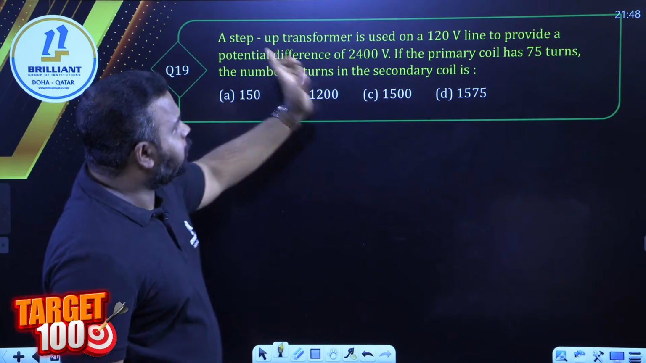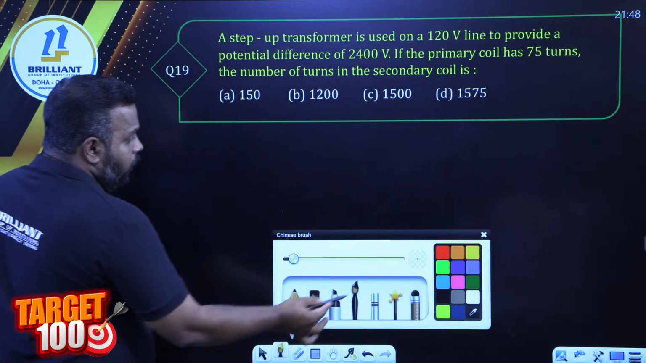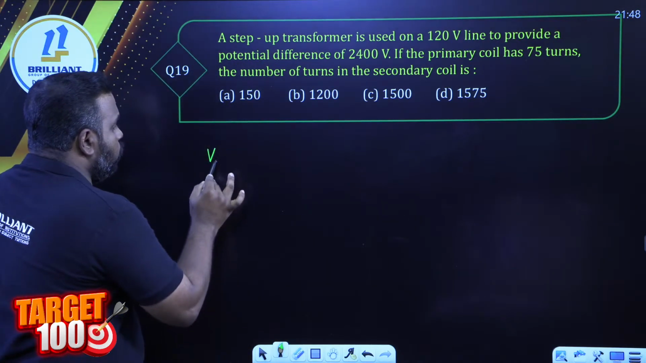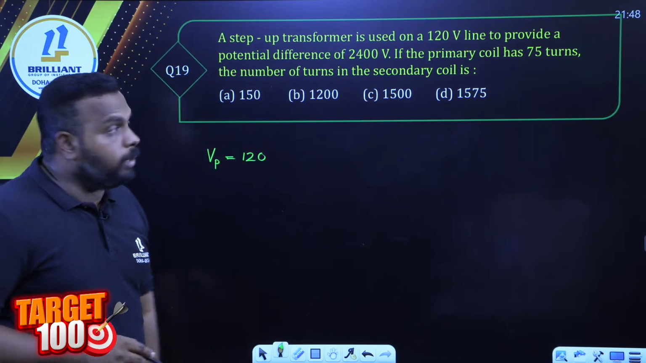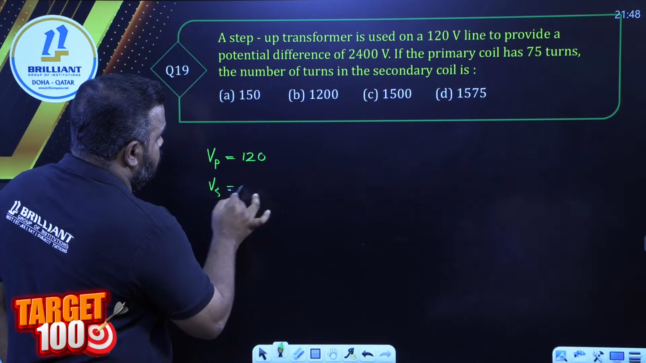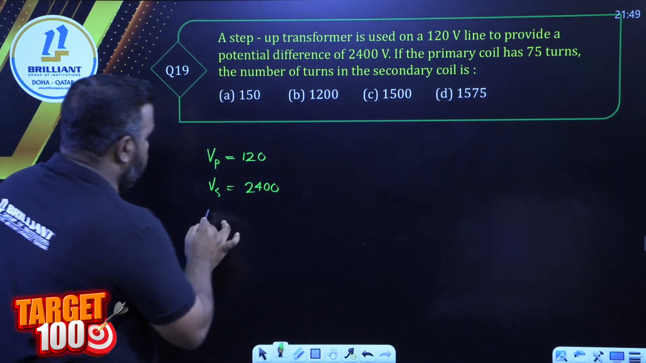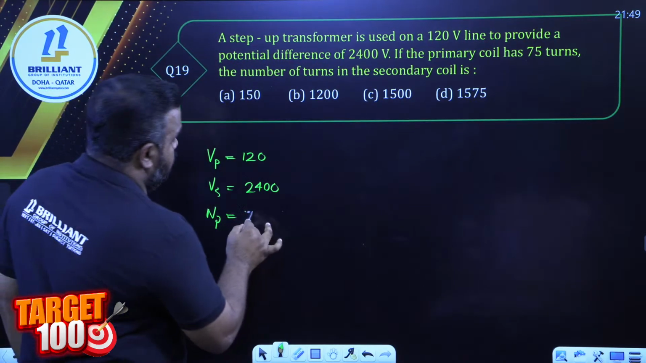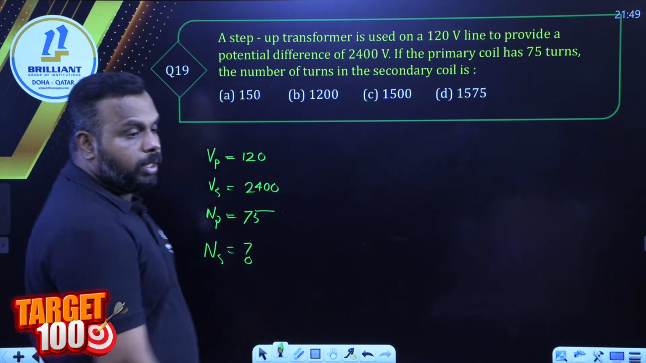You can see that a step-up transformer is used on a 120 volt line, which means what? VP, the primary voltage, is equal to 120. And VS is 2400, the secondary voltage. Primary NP, the number of turns in the primary, is given as 75. What is NS? Directly you can use what?